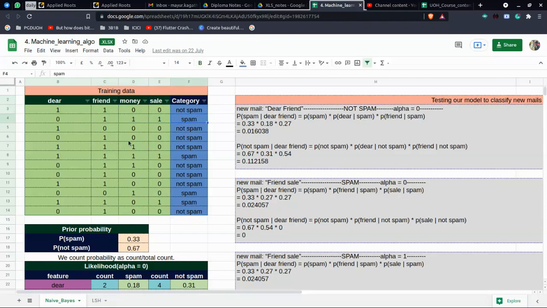Friend money sell, it's spam. Just dear, not spam. Friend, not spam. Dear friend money, not spam. Like this. Correct. So this is the training data.